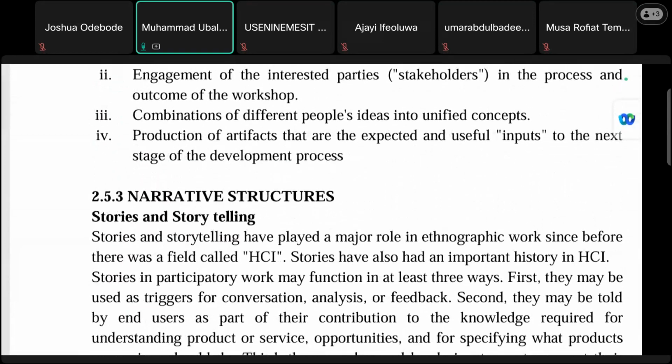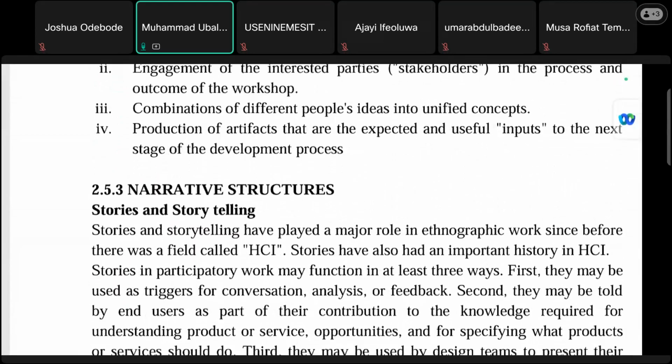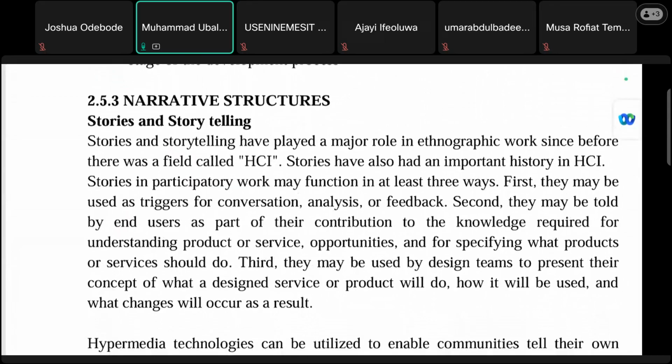We'll move to the next concept, which is narrative structure. Narrative structure involves a scenario where end users dictate system requirements through a storytelling technique.